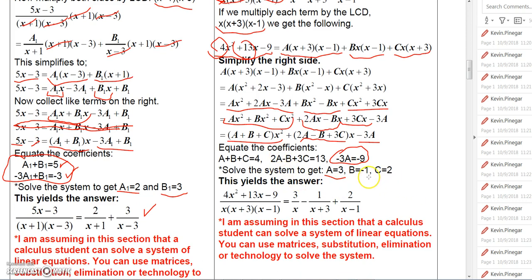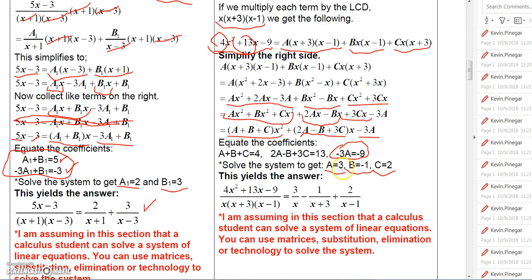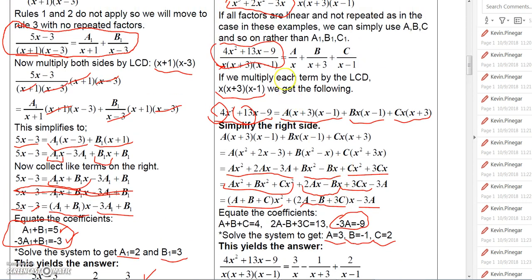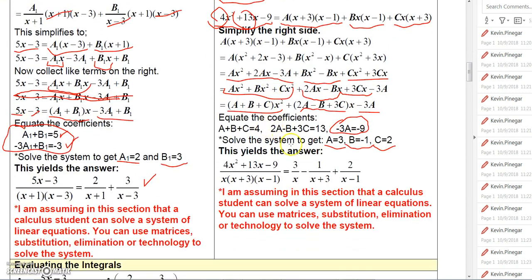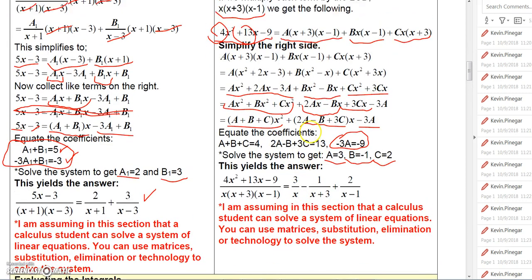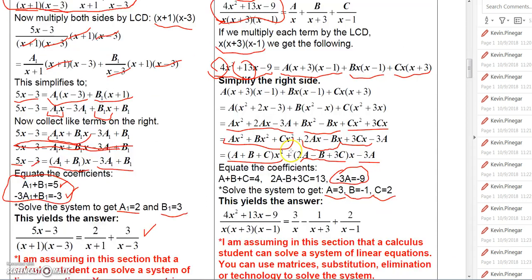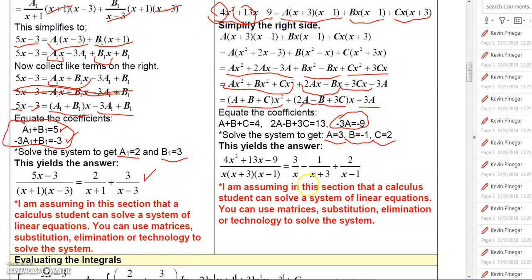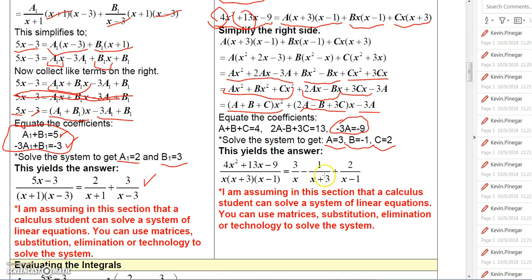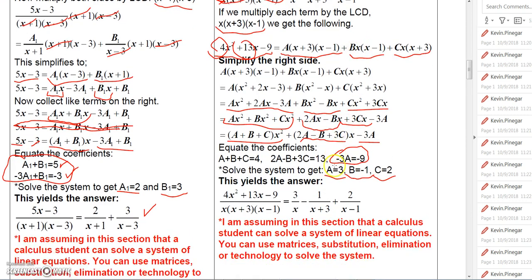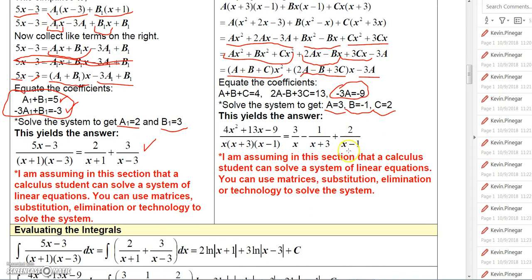Now, b, I went ahead and solved that. I got b was negative 1, and I got c is 2. And now remember what this broke up into. This broke up into a over x, and since a is 3, that'd be 3 over x. Plus b over x plus 3. Well, b is minus 1, so you could do plus minus 1 over x plus 3, or I could just say minus 1 over x plus 3. And then c over x minus 1, and we know that c is 2, so that'd be plus 2 over x minus 1. Okay? So there you go. That's how you can solve those.